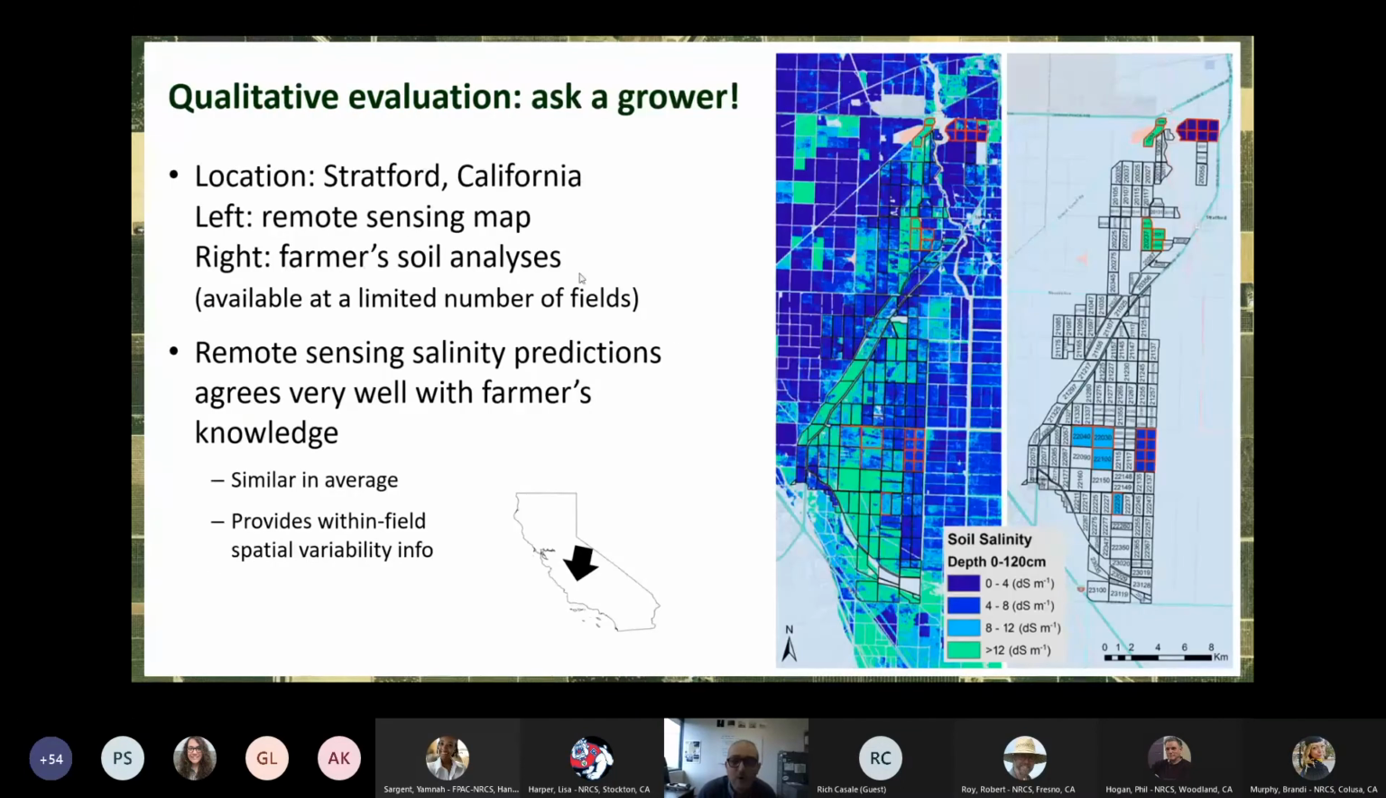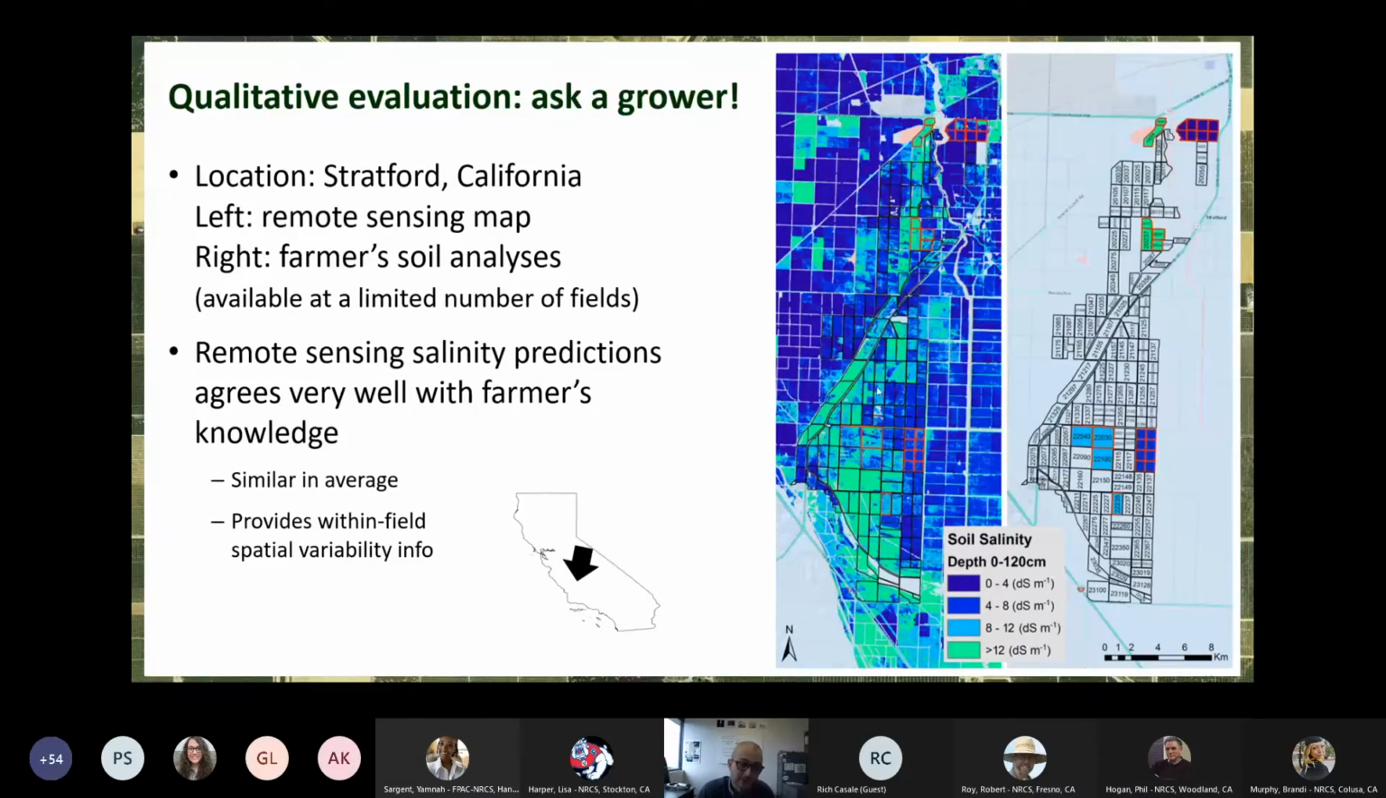And then one thing that we always do, and that is very important, is to connect to the stakeholders and go and ask a grower, show them the map, and then most often they would have a handful of soil samples for each of their fields that they know are most affected by soil salinity. So you can show the map and compare it to them.